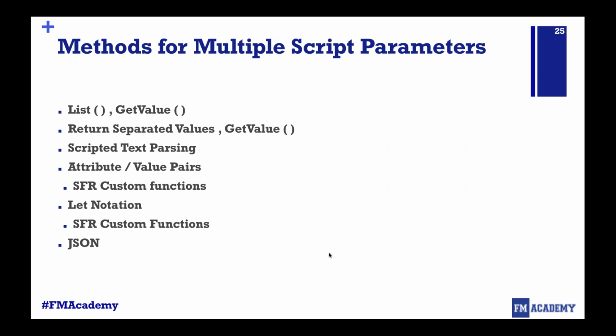But now, with FileMaker 16, we have native support for JSON. So the logical evolution of passing multiple script parameters would be to use JSON now. So let's do another demo and see how we can pass script parameters using JSON.